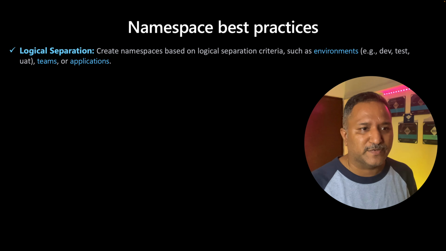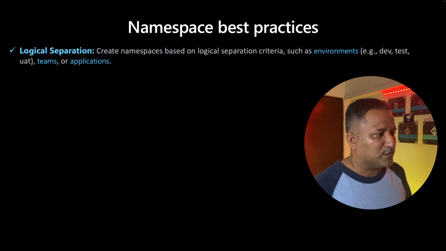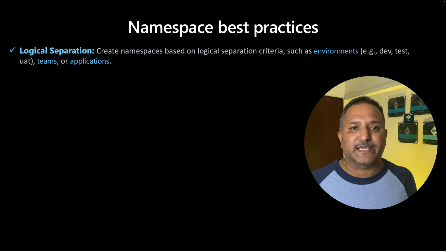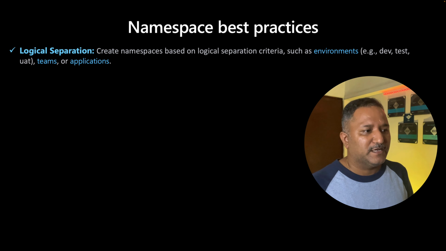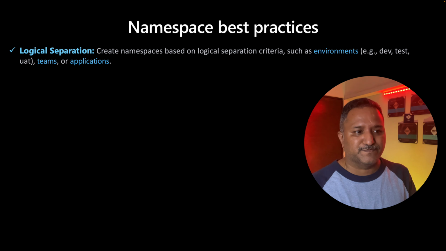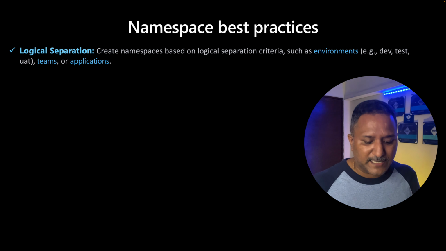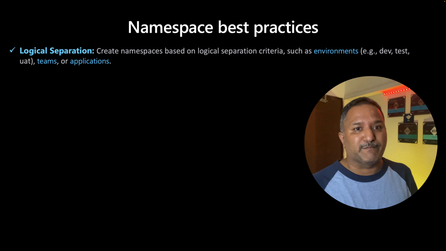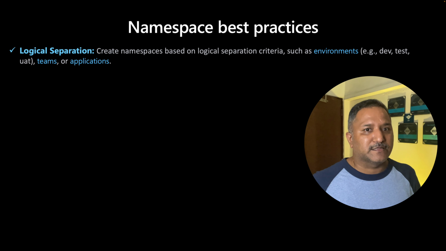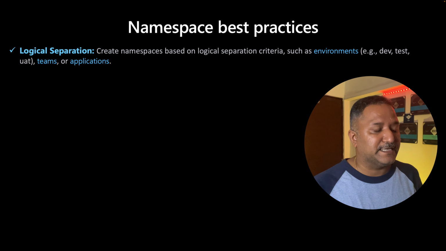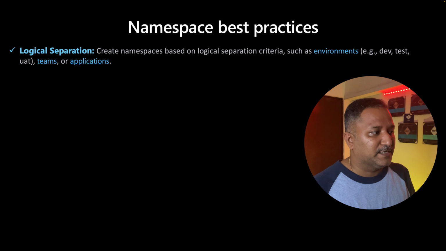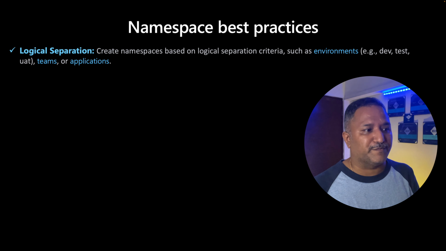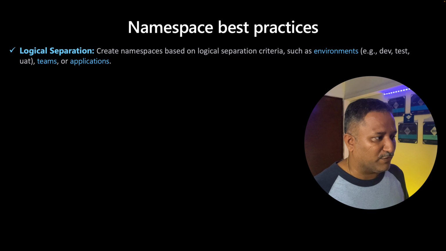Here are some of the best practices when we are dealing with namespaces. Logical separation is the first one, where we can create resources and put them in logical units. This can be based on the environment, it can be based on teams, it can be based on the type of applications. Say, for example, we have normal cloud native applications, and then there are things like GPU based applications. So we can have different namespaces for these kinds of requirements.